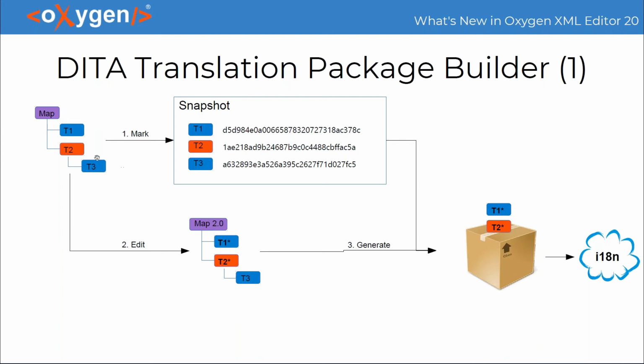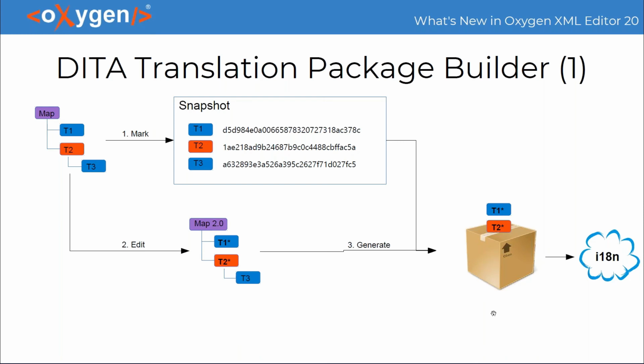And next, you start editing your map and you make changes. When you want to release your documentation and you want to also get it translated, using the previously created milestone file, you'll generate a package that will contain just those modified topics, in my case T1 and T2, and you will send that to the translation provider.